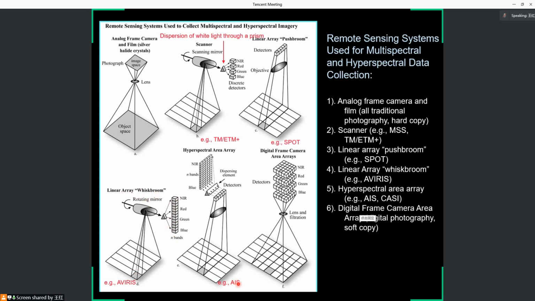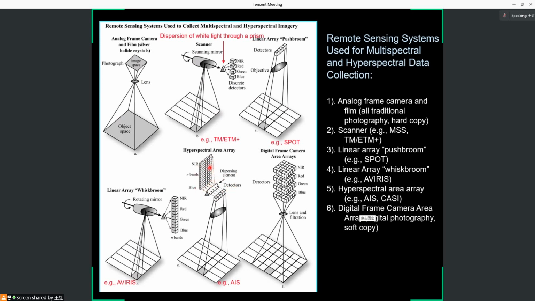And for the AIS, it uses a hyperspectral area array. You see here are the different bands, and here is a dispersing element, dispersing onto different detectors here. So maybe this is more advanced. You see here.